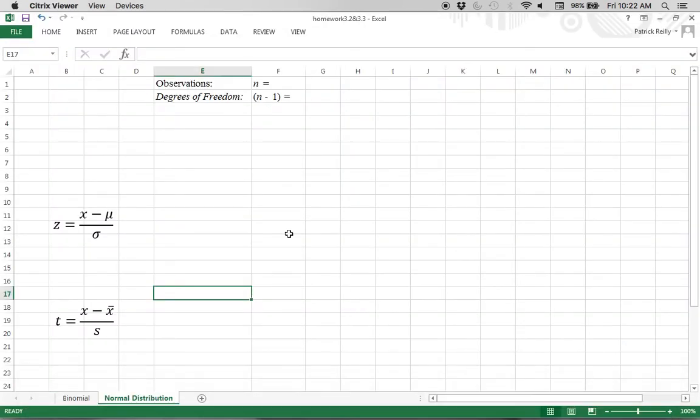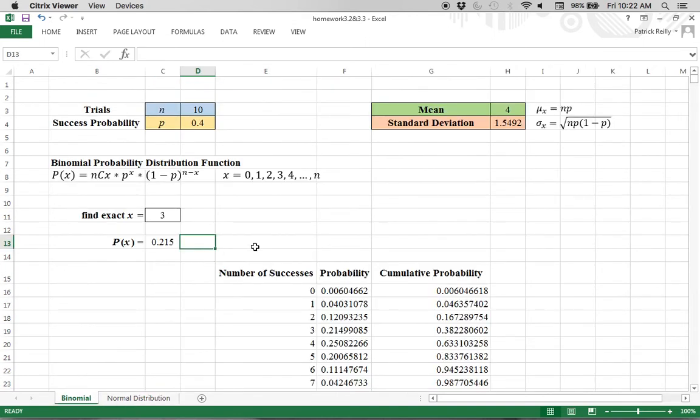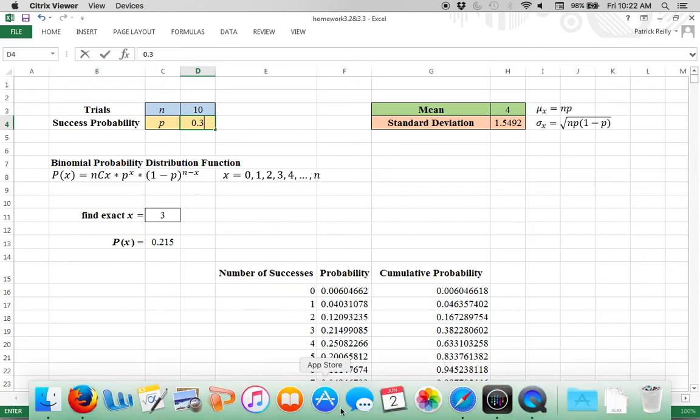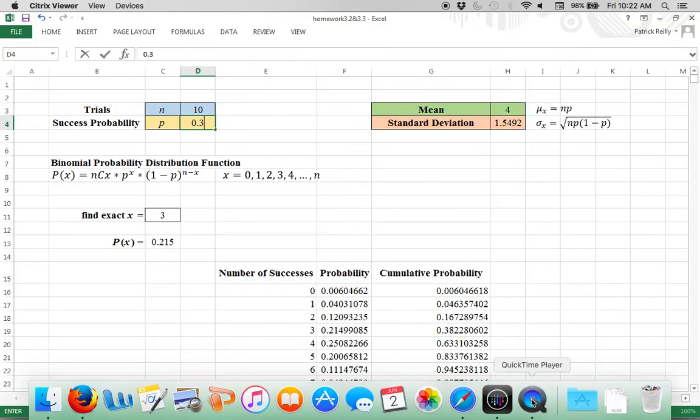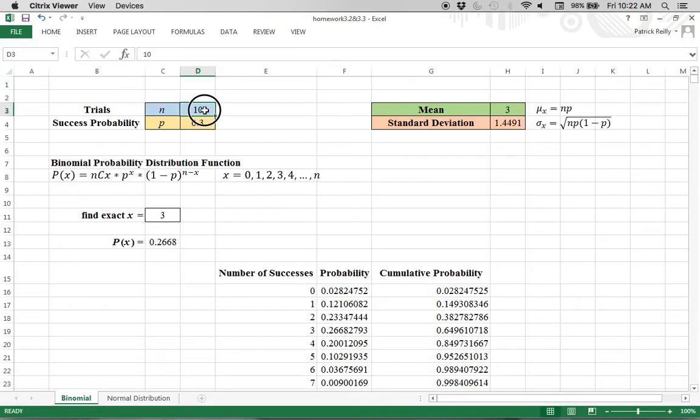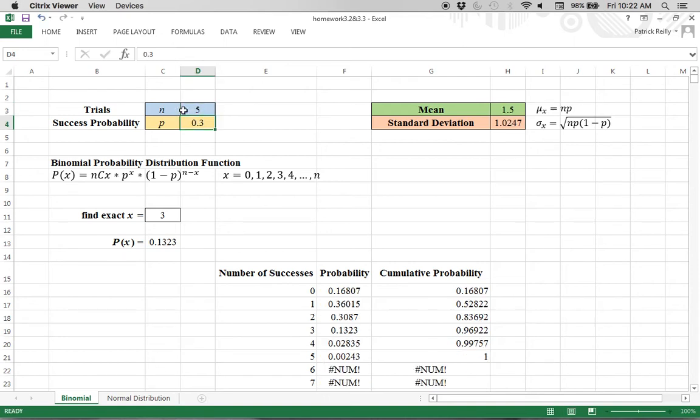Now we can just go to our Excel file here, go to our binomial file, right? So P here is pi, the same number, the success probability. It was 0.3, and n was 5. Alright, so we switch n to 5, p to 0.3, and we're using the same formula that we have been using before.